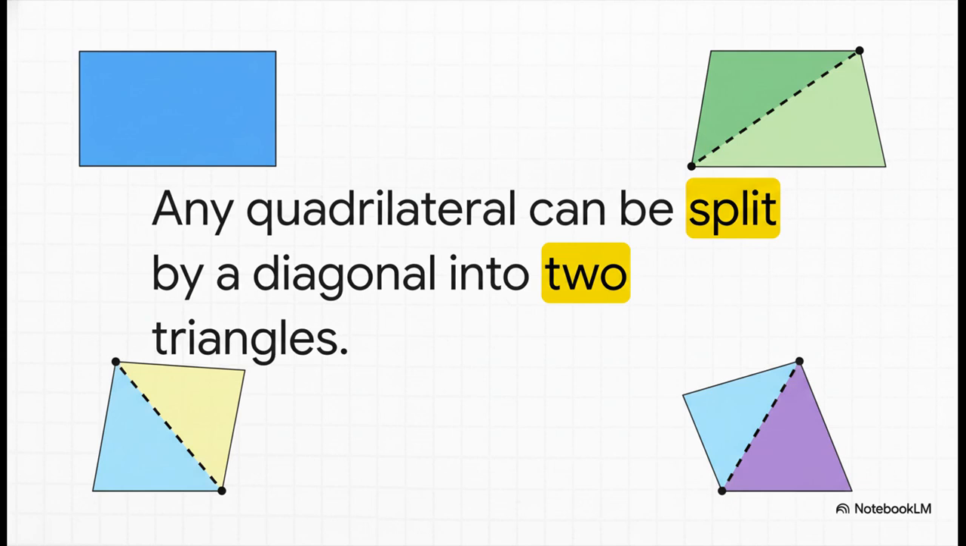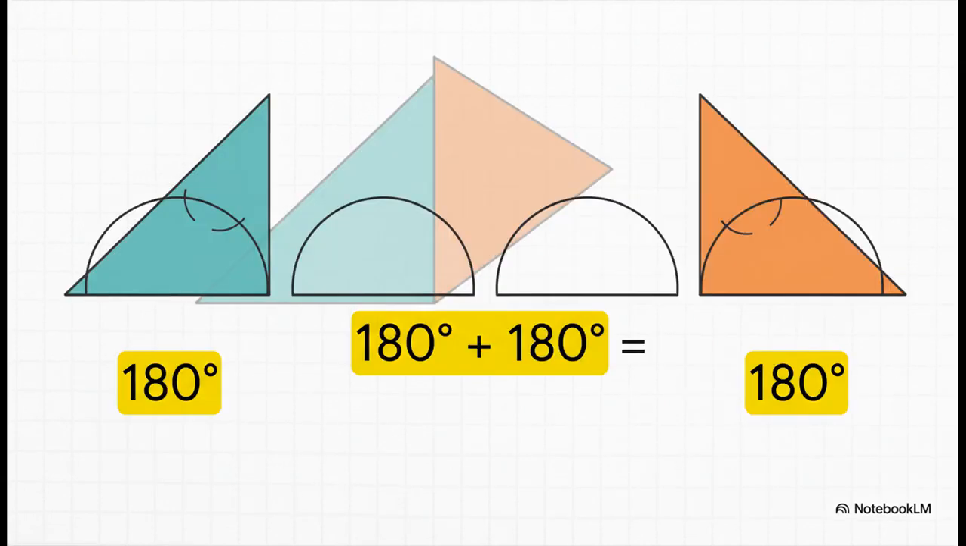You can take any quadrilateral, I don't care how lopsided or strange it is, and you can always draw a line from one corner to the opposite one, and boom, you've split it perfectly into two triangles. And if you remember one thing from math class, it's probably the golden rule of triangles. Their three inside angles always add up to 180 degrees. So if every single quadrilateral is just two triangles stuck together, well, the math is pretty straightforward, right?